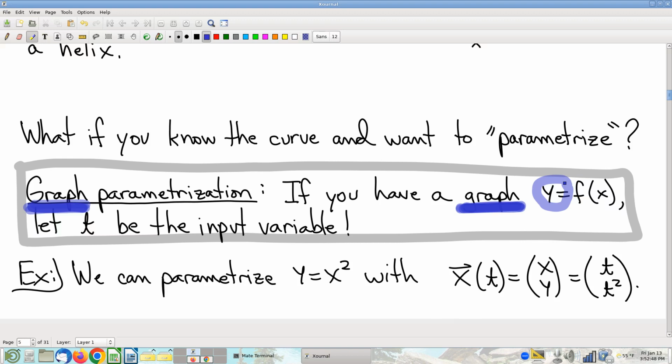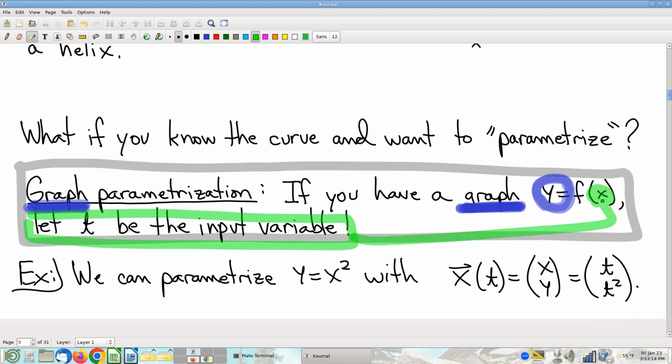Okay. All right. So, this only works for graphs. You have to have one of the variables solved for, in other words. And if that's the case, here's the magic trick. The magic trick is right here. Let t be the input variable. Everything will just fall into place. It just works. Let t be the input variable. In this case, the input variable there is x.